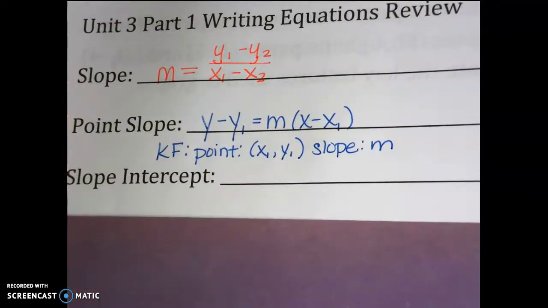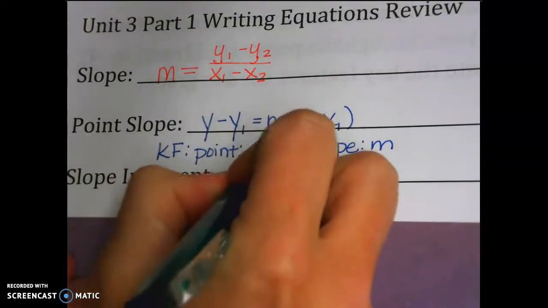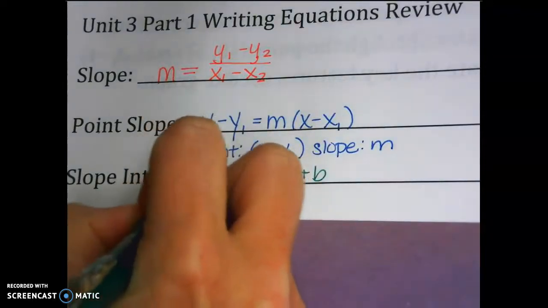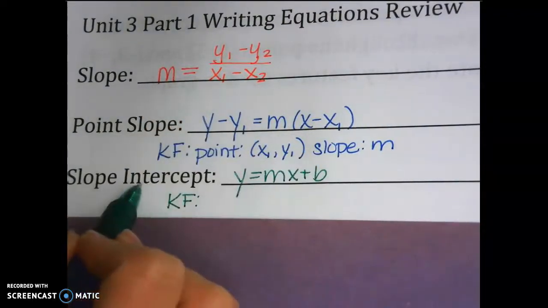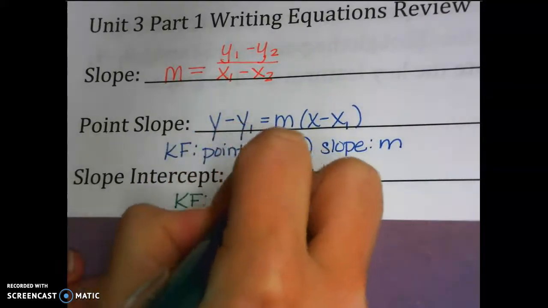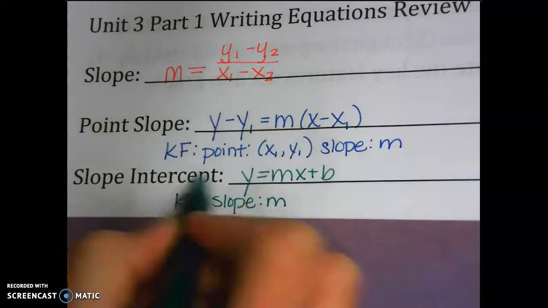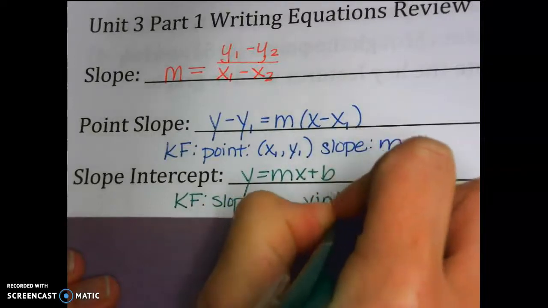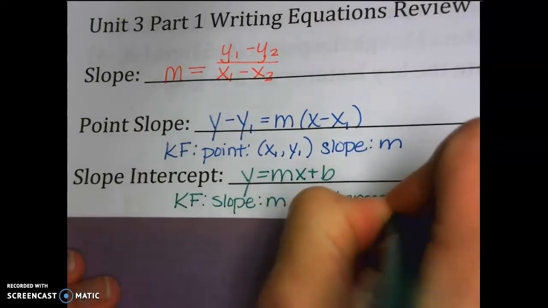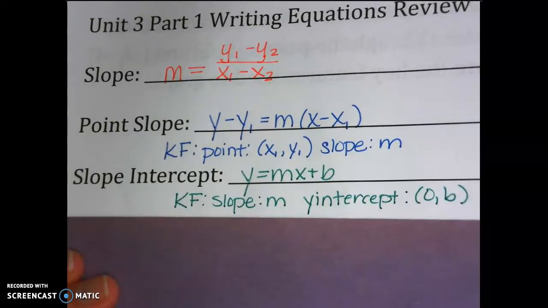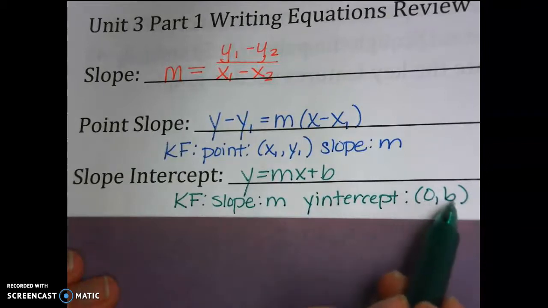All right, slope-intercept form will be y equals mx plus b. And again, it has two key features, also coming straight from the name. So slope is one of them, which is the m in the equation. And then intercept is the y-intercept, and it comes from the b in the equation. One thing to remember about the y-intercept, we always write it as a point, (0, b).